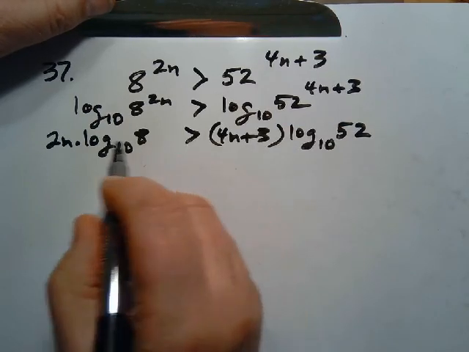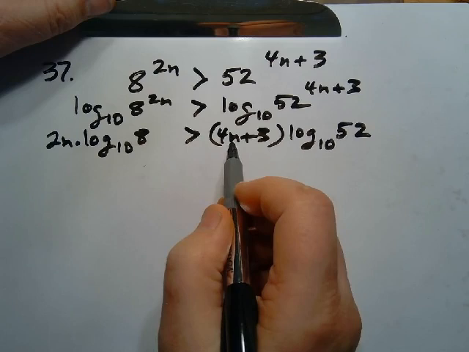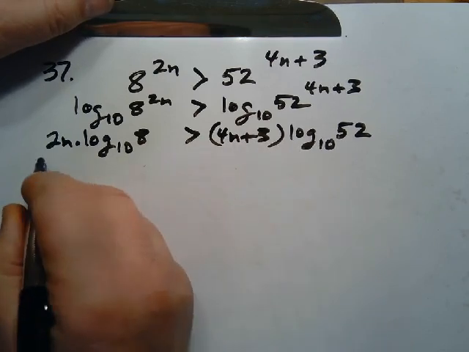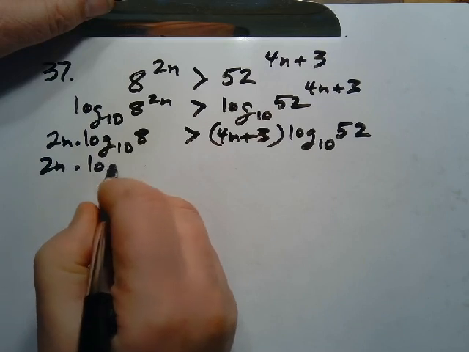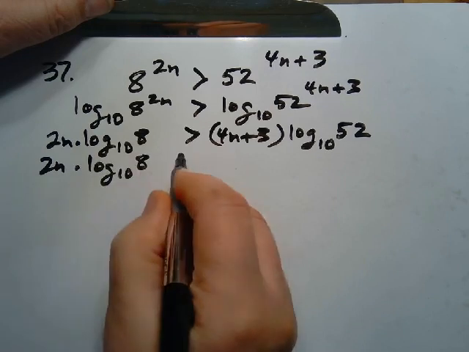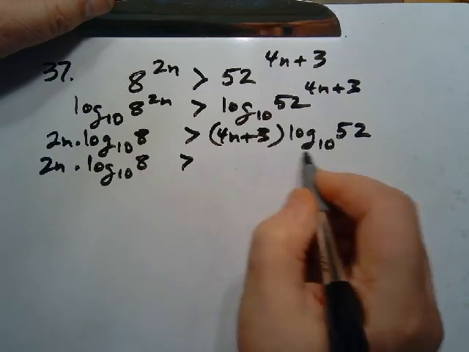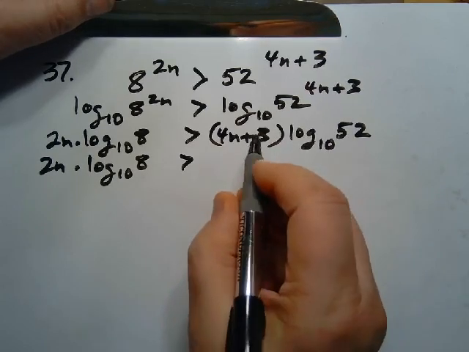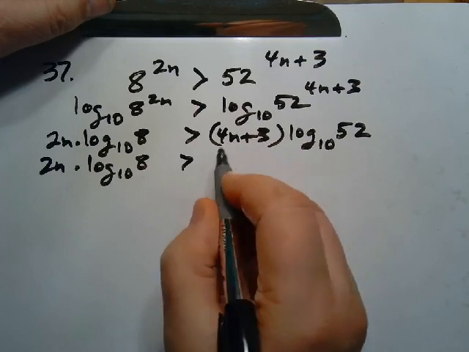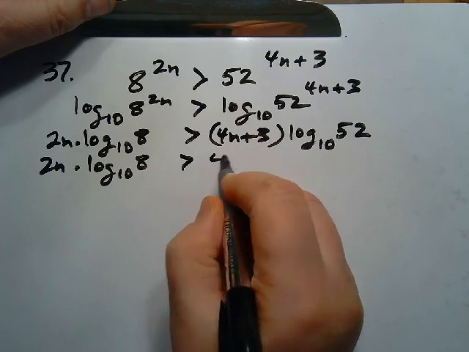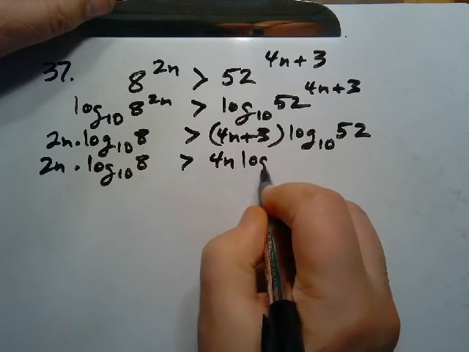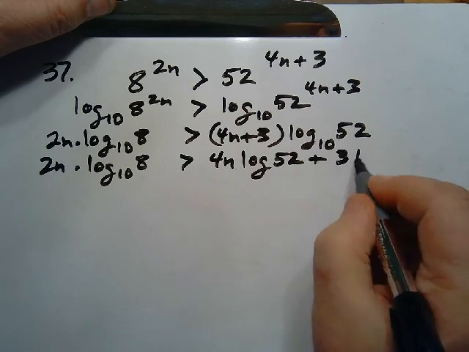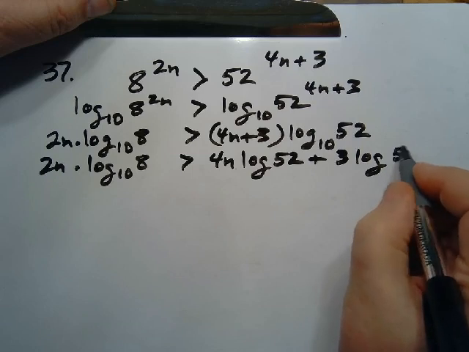So I've got an n here and an n here, and in order for me to get them together, I'm going to have to break this apart by distributing. So let's distribute those items on the right side. I'll get distributing the log base 10 of 52 in here. I'm not going to write the 10 right now just because it's not needed and it's a little less to write. So this is 4n log base 10 of 52 plus 3 times log base 10 of 52.